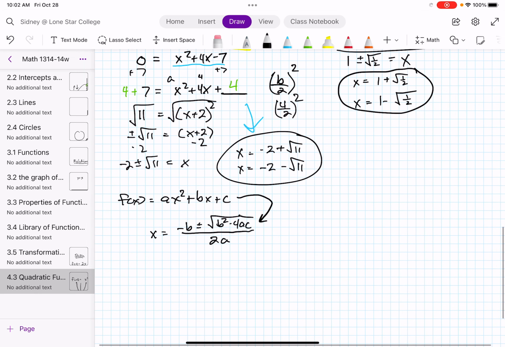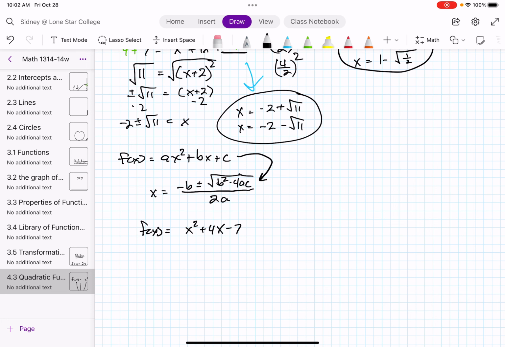So just to bring it down and rewrite it, we got f of x equals x squared plus 4x minus 7. Now, in this, we have to look for our a, our b, and our c. In this case, a is 1. That's 1 times that. So we have a equals 1, we have b equals 4, and we have c equals negative 7.